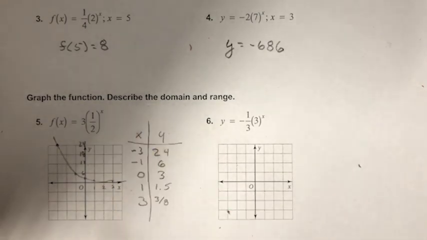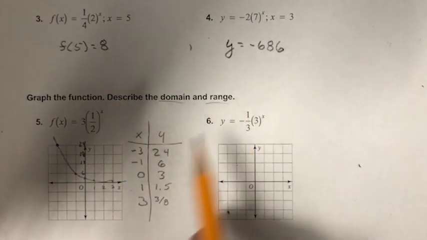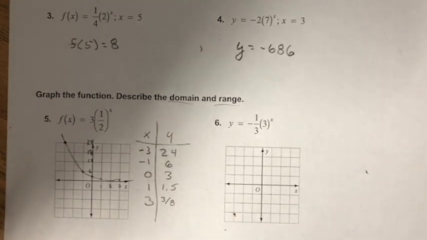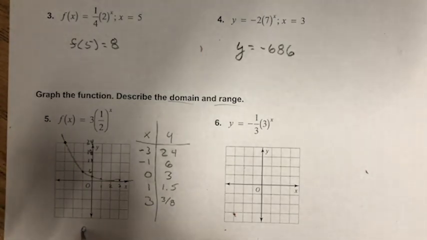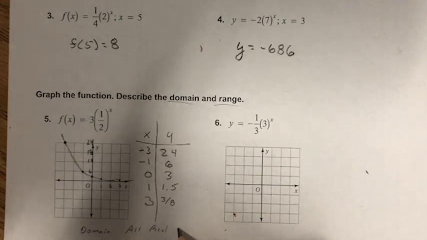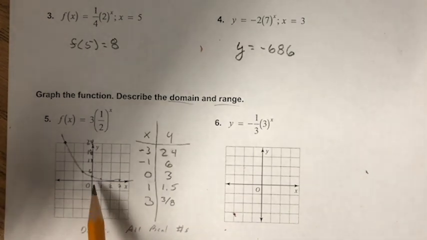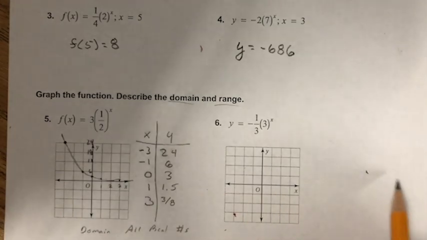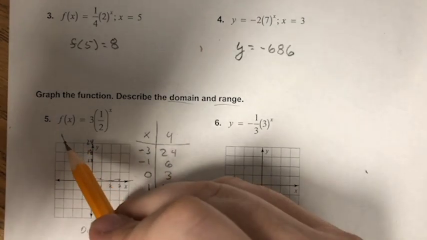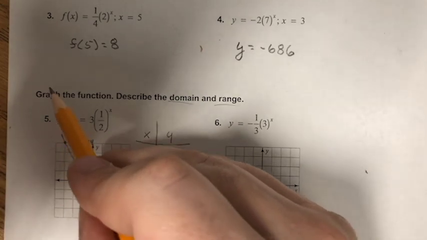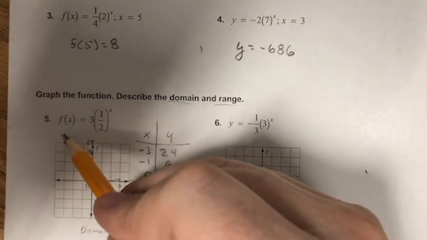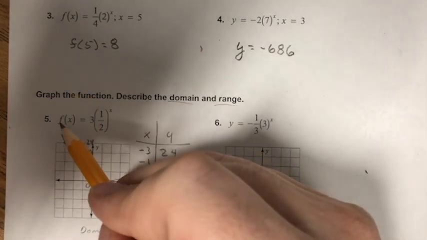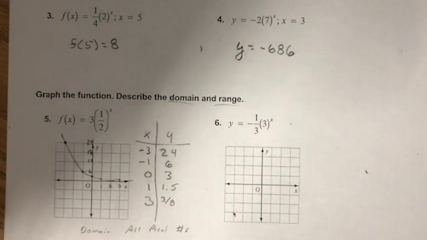Now, it tells me to do one more thing. It says to describe the domain and the range. Well, recall from previous chapters, the domain represents our x values. Our domain here is going to be all real numbers. Why is that? If we continue to travel, the line is going to continue going all the way to the right. And continually going all the way up into the left. It's never going to stop. It will never go vertical, but it will always continue to go slightly to the left. So the domain is all real numbers.